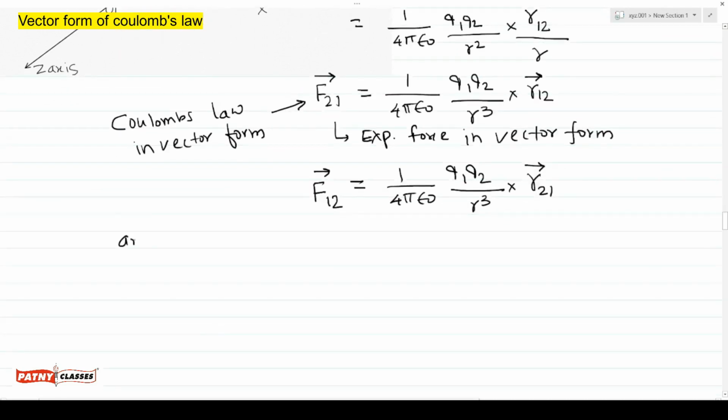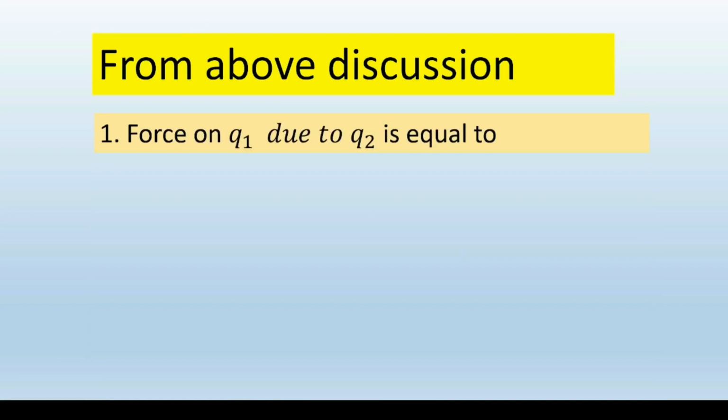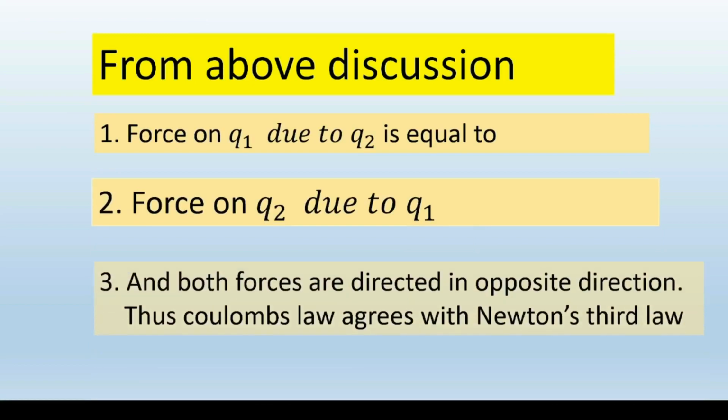And we know from the basic formula that vector AB equals minus of vector BA. Therefore, vector R21 is nothing but minus of vector R12. From the above discussion, the force on Q1 due to Q2 is equal in magnitude to the force on Q2 due to Q1, and both forces are directed in opposite directions. Thus, Coulomb's law agrees with Newton's third law of motion.